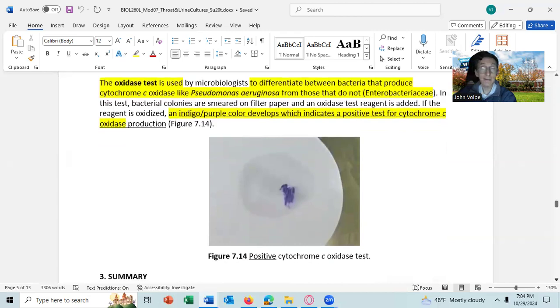All right, the oxidase test can determine if it's a member of the Pseudomonaceae family, like Pseudomonas aeruginosa, a human pathogen, from a member of the Enterobacteriaceae family. The oxidase test will be positive for Pseudomonaceae, showing a blue or purplish spot from oxidase positive. And then an oxidase negative test will be no purple or blue. Like this region doesn't show any purple or blue. So if there's cells there, these cells are oxidase negative.